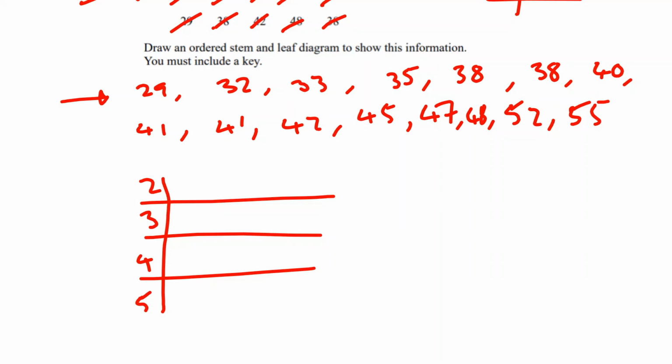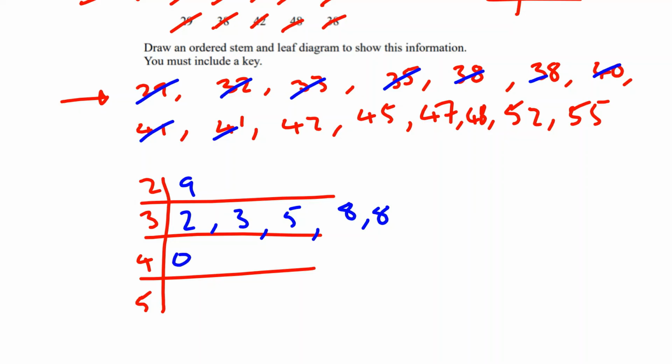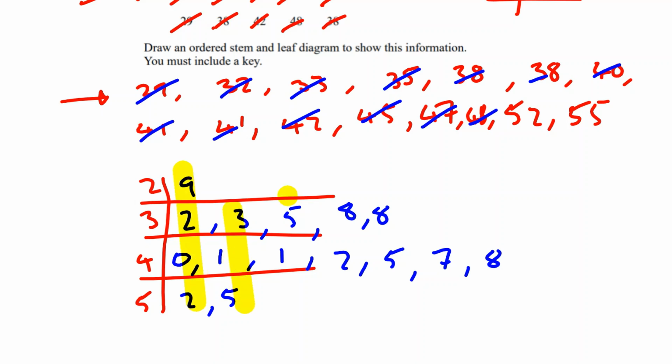Again, I might just put a line through these as I write them off. So 29, 32, 33. I tend to put commas between them, but you don't have to. And two 38s, so we write the 8 twice. We've got a 40 and two 41s, a 42, 45, 47, and 48. And we have a 52 and 55. Try and keep them in rows, so they're not all jumbled up all over the place.